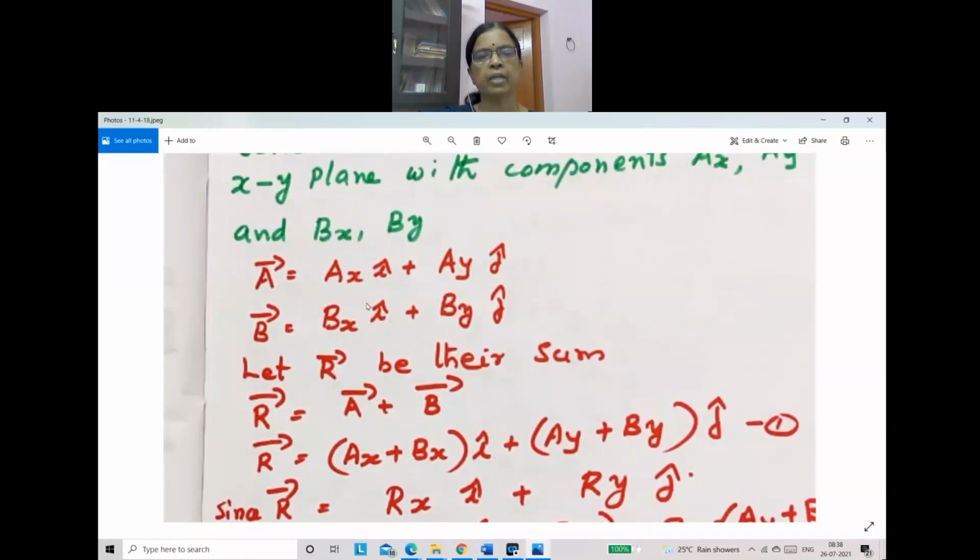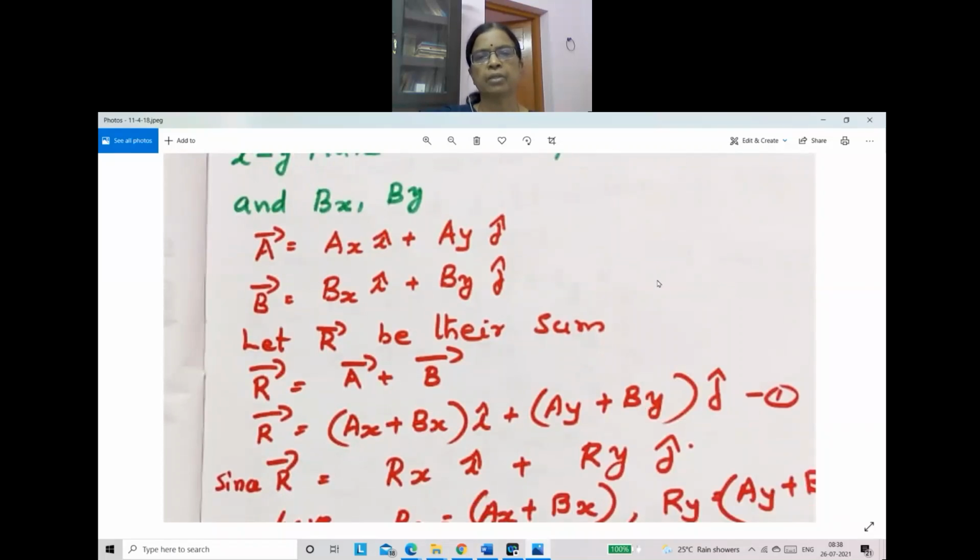So vector R equals vector A plus B, the sum of these two vectors. We are adding Ax plus Bx, the x components, and J is separate because I is common here. So we write (Ax plus Bx) into I cap plus (Ay plus By) into J cap. Like that we write, and this is vector R.